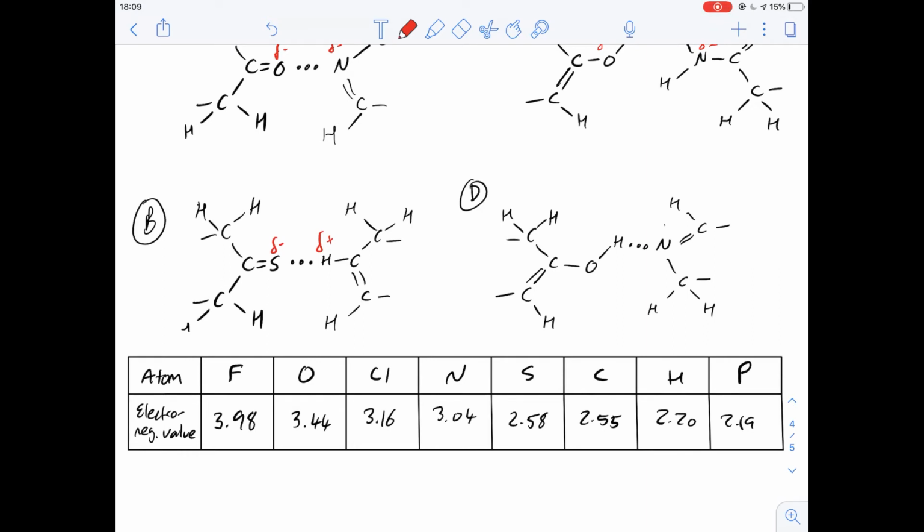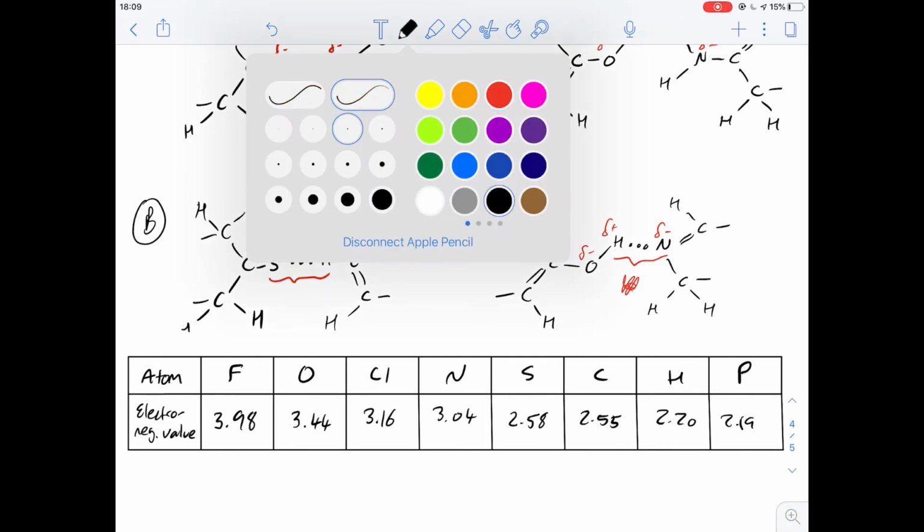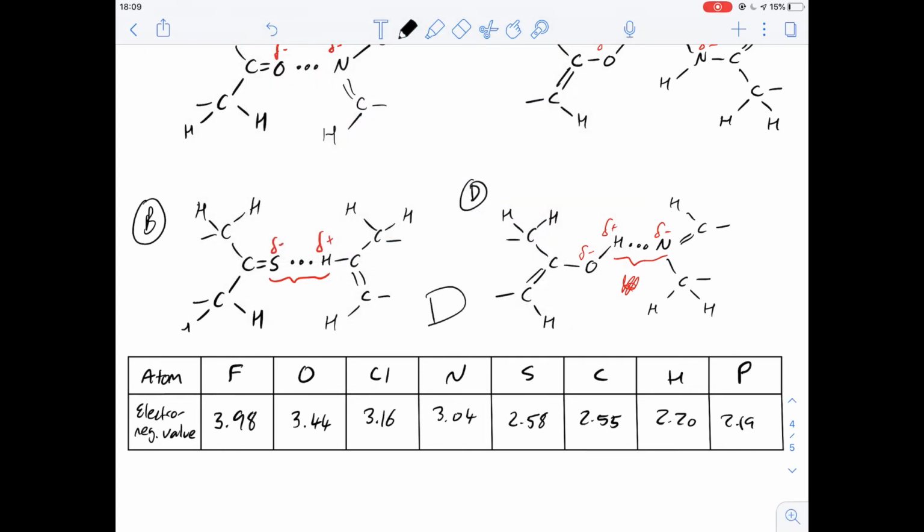And then D, we've got this delta negative nitrogen and a delta positive hydrogen. And this would have the greatest attraction because this has the greatest difference. So if we look at the electronegativity difference between the sulfur and the hydrogen and between the nitrogen and the hydrogen, we can see that this bond here would be stronger. The difference between the electronegativity values of hydrogen and nitrogen is greater than that of sulfur and hydrogen. Therefore, the answer for this one is going to be D.